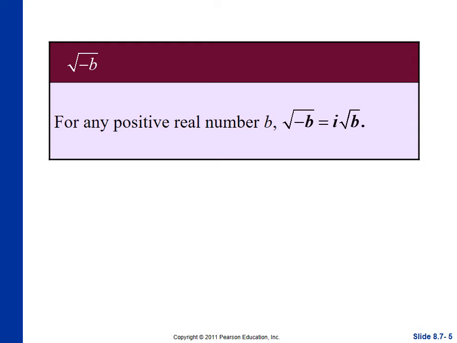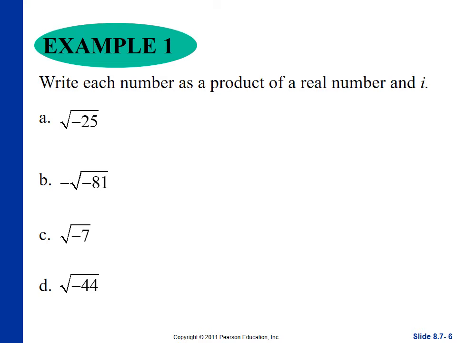So what this allows us to do is to find any positive real number, so that when we have a negative value under the radical sign, basically this allows us to solve for it. So write each number as a product of the real number and i.